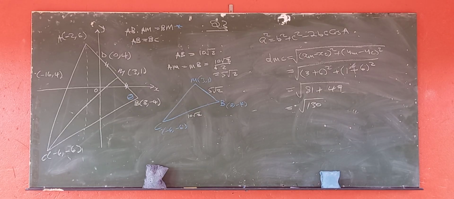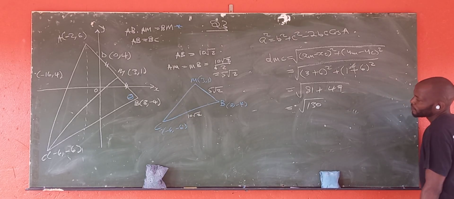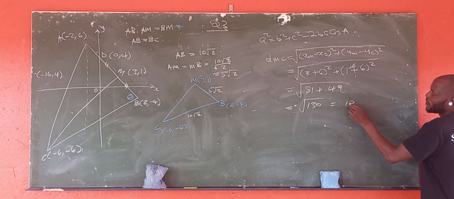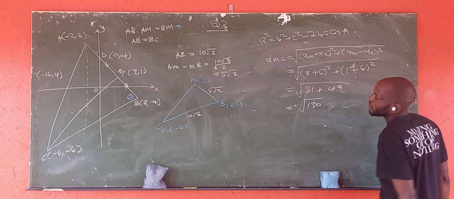How can we simplify this one? 100 times what? Nope. 10 times 30. I don't really think it simplifies, right?